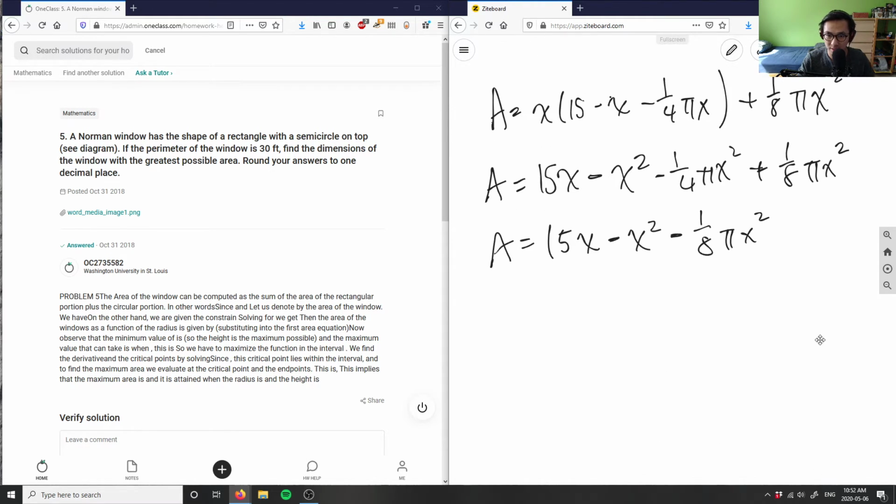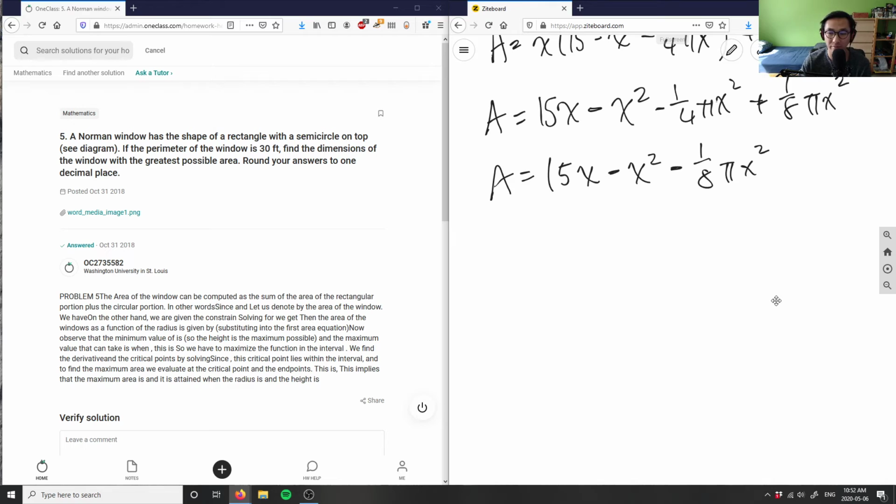What I can do here is take the derivative. If I want to take the derivative and set it to 0 to find the maximum, I have A prime. This will equal the derivative of this: 15x becomes 15, minus, I bring the 2 down, so it's simply 2x, minus, I bring the 2 down, 2 times 1/8 is 1/4 pi times x. I'm going to set this to 0 to find the maximum and figure out what x is.